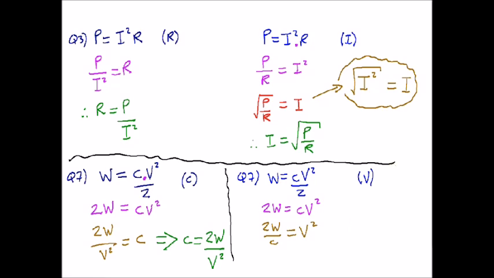So now I need to square root both sides. So my next line would be 2w divided by c, and I will square root that term, and that's now equal to v. All I do is finally turn the equation around to make v is equal to the square root of 2w divided by c. So in every question and every step I'm considering inverse operations.